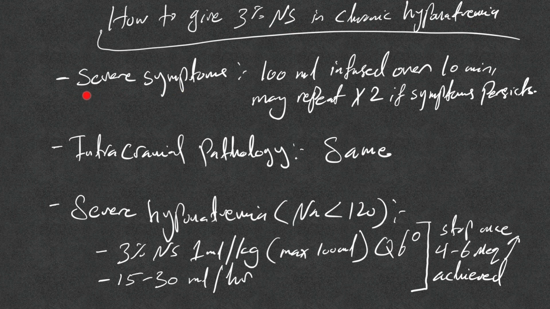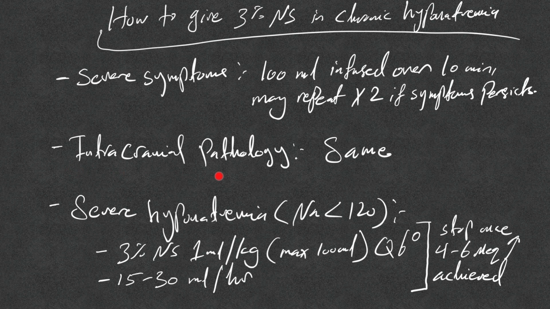If severely symptomatic, as I said, we give 100 ml of 3% normal saline infused over 10 minutes, as we just explained, and may repeat times 2 doses with maximum 300 ml total if needed. If the symptoms resolve or improve significantly after the first one, no need. If they persist, you can give a second dose. Still there, give a third dose, no more than 3 doses. And remember the goal: symptoms improve significantly or resolve, or the target of 4 to 6 milliequivalent is achieved.